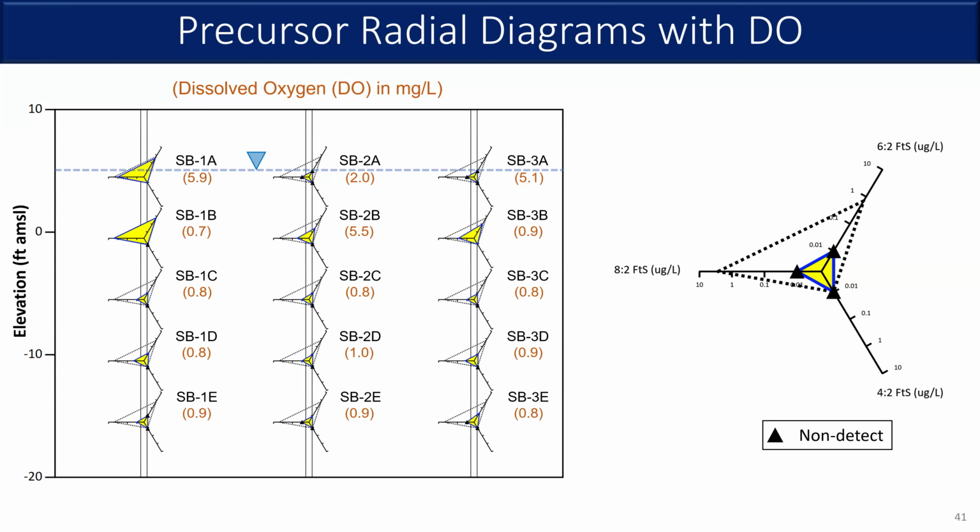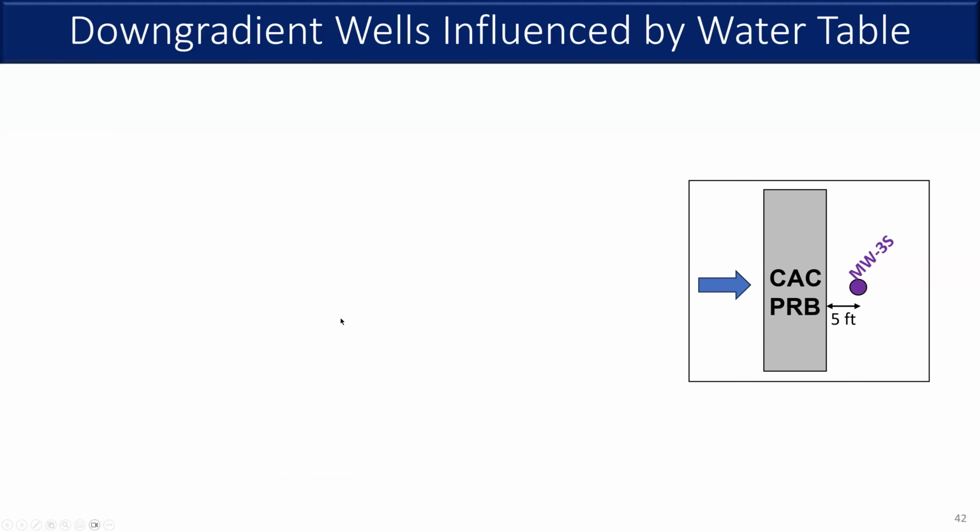When we add the oxygen concentrations on as another layer of information, now we can see that 6:2 FTS is probably degrading to the short chain carboxylate somewhere upgradient of SB1A. But we don't have those precursors further down with depth, which is probably why we don't see the short chain carboxylates with depth. So just another way of looking at a lot of chemicals on just a couple maps to better understand what's happening. All right, let's go see how the barrier performs.